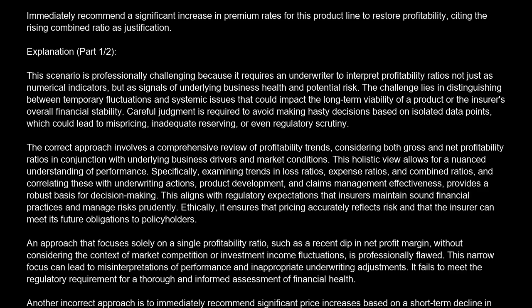The correct approach involves a comprehensive review of profitability trends, considering both gross and net profitability ratios in conjunction with underlying business drivers and market conditions. This holistic view allows for a nuanced understanding of performance, specifically examining trends in loss ratios, expense ratios, and combined ratios, and correlating these with underwriting actions, product development, and claims management effectiveness provides a robust basis for decision-making.